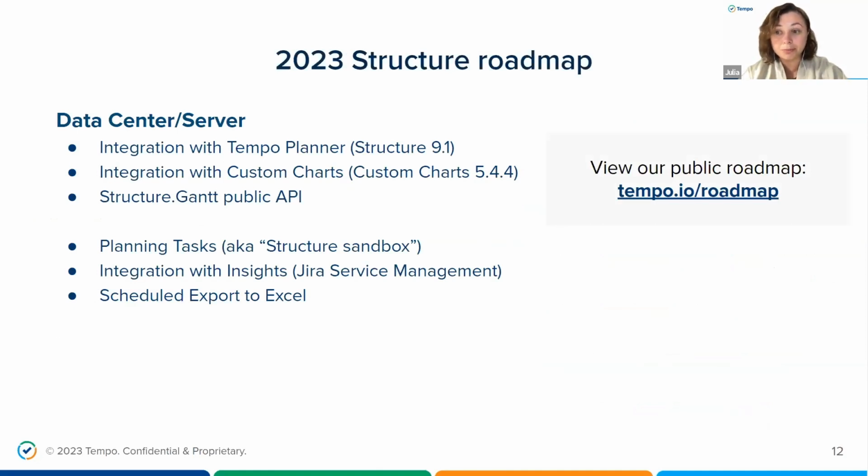Custom Charts brings the power of their graphics into Structure. You can check the data in the usual histogram view or pie chart view on your dashboard via the Custom Charts product. Also, we are working on the Structure.Gantt public API. It is not available so far, but will be really soon, so you will be able to create your baselines automatically or something like that. Also, we are working on more integrations with other plugins on the marketplace.